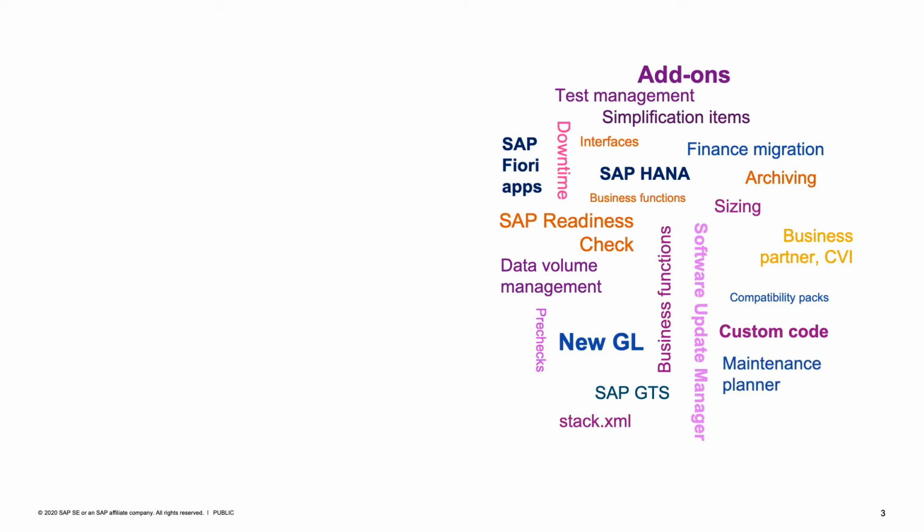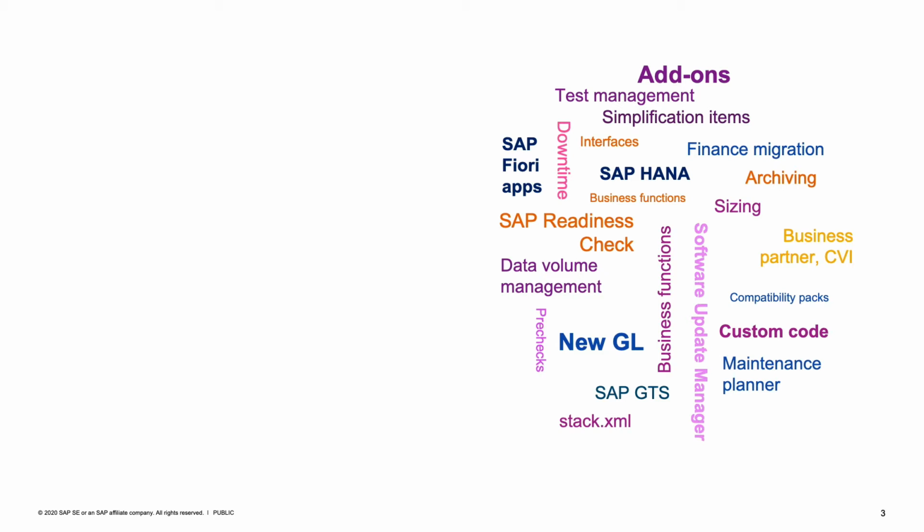When one comes to speak about S4HANA conversions, there are a lot of topics to mention, starting with simplification items, which explain differences of functionalities comparing S4 and ECC. There's custom code, which has to be adjusted to those differences. There's SAP Fiori, which is a new default UI technology. There's conversions to new data models in finance and SD. There's SAP HANA as a new database. And of course, there's the SAP Readiness Check, which gives an overview of many of the topics that I just mentioned. And there are many more.